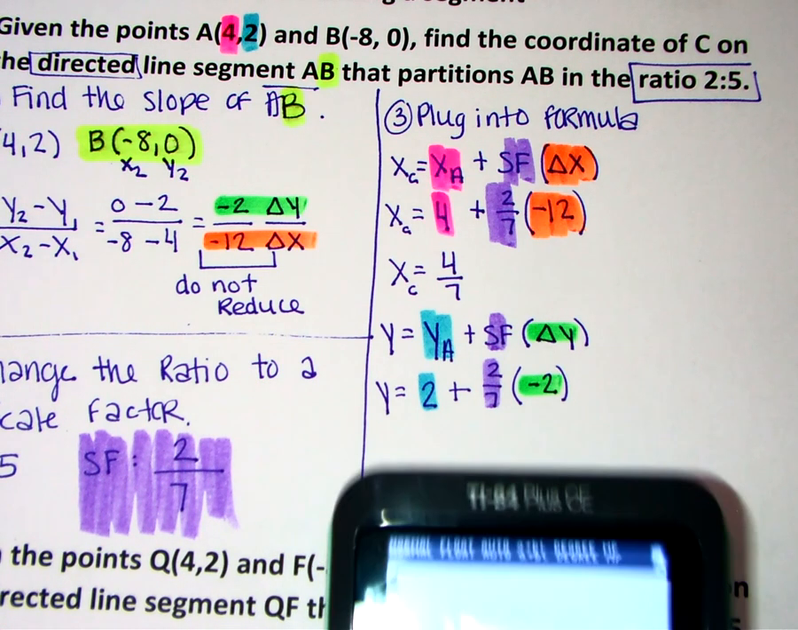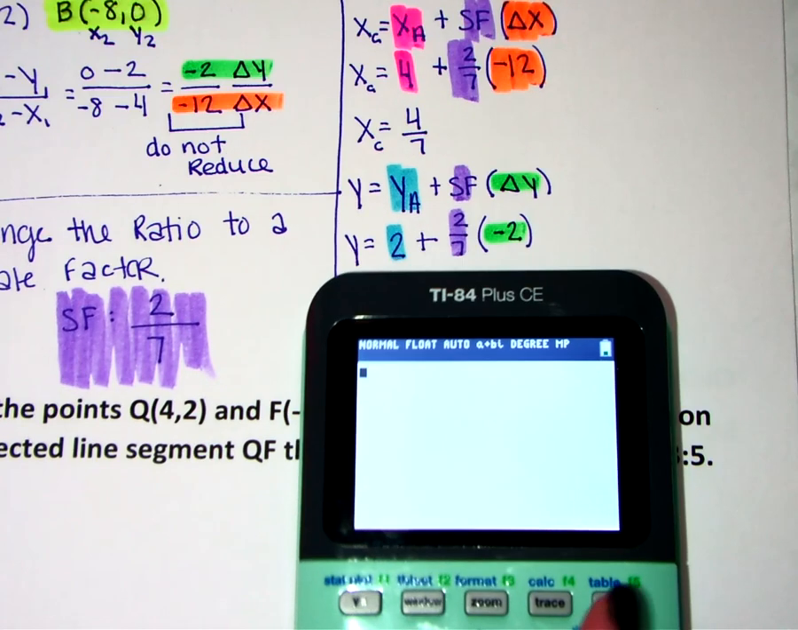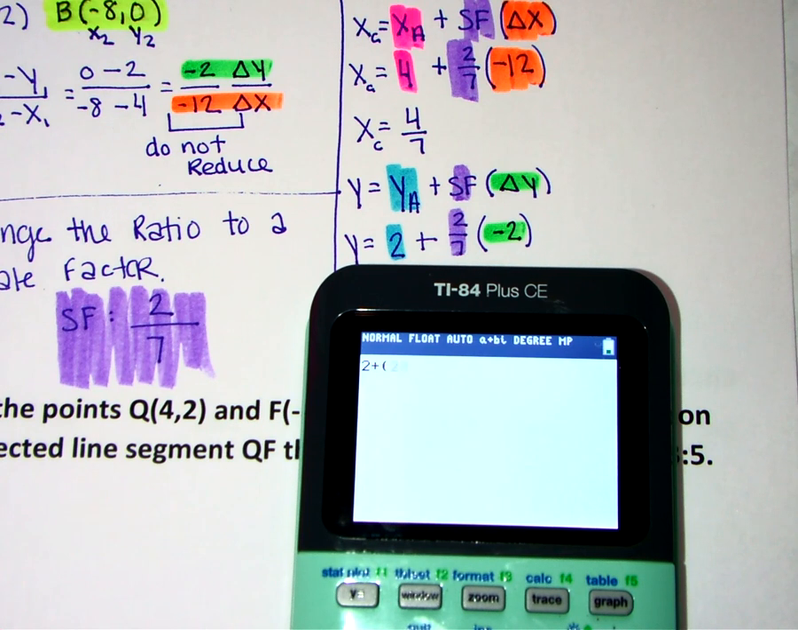Again, I'm going to type all of that into my calculator. 2 plus parenthesis 2 over 7 times negative 2. I get a decimal, math, enter, enter, and I get the fraction 10 over 7.